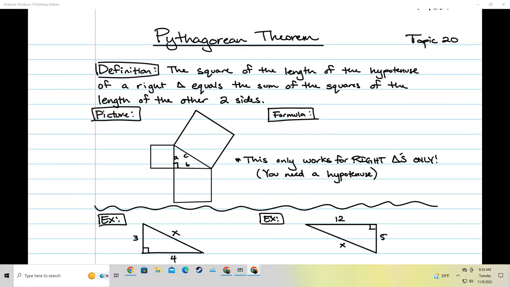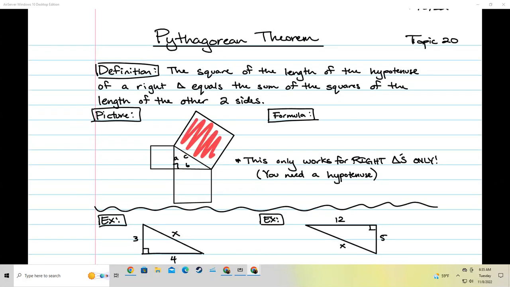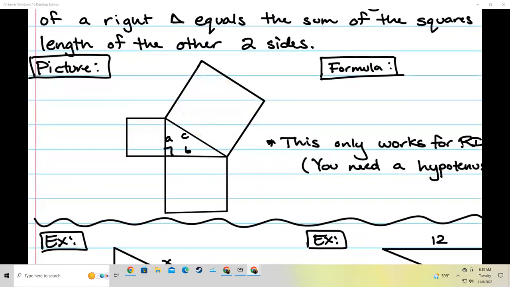The Pythagorean Theorem states that the square of the length of the hypotenuse of a right triangle equals the sum of the squares of the lengths of the other two sides. So essentially, what they're saying here is if you have a right triangle that looks like this, and you build squares on each one of these sides, then the sum of these two squares is equal to this square. So let's zoom in on what's going on here.